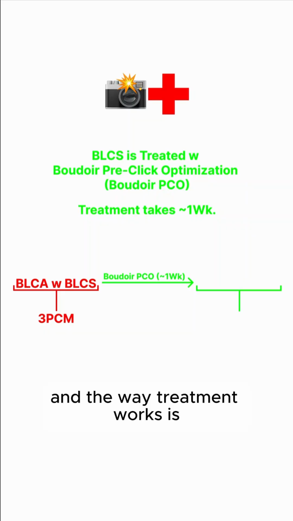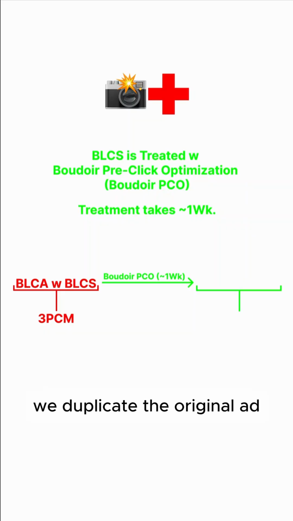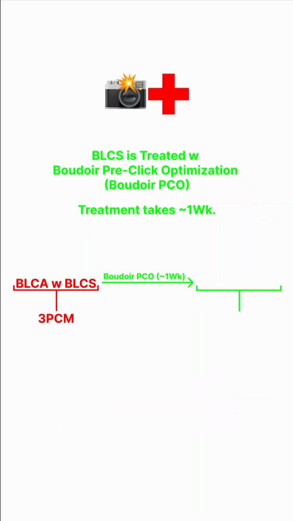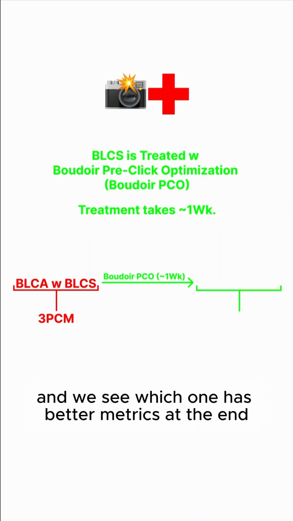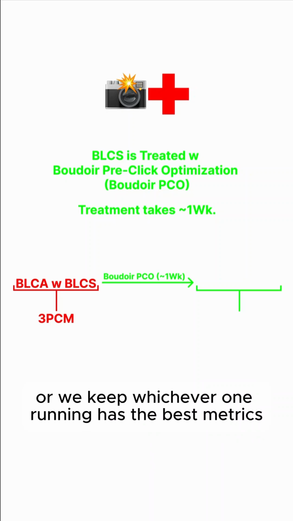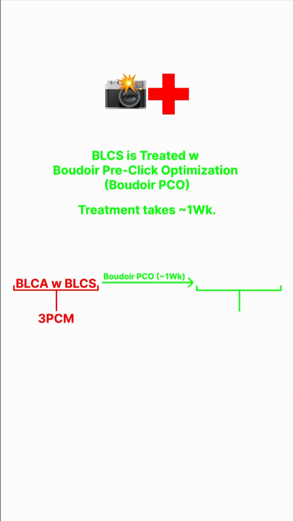The way treatment works is we duplicate the original ad and leave the original ad as it is. We apply the Boudoir Pico treatment to the duplicated ad, leaving the original untouched. And we run them both in parallel and see which one has better metrics at the end. On average, it takes about a week. After that, we keep whichever one has the best metrics running.